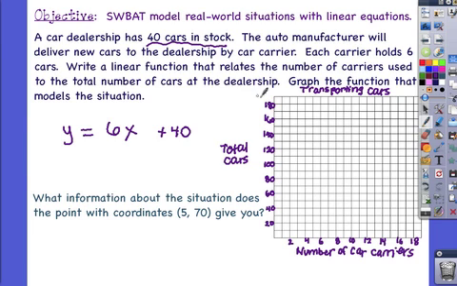So our y-intercept is 40, which means when x is 0, we have a total of 40 cars. So 0 car carriers, we start with 40 cars. When we have 1 car carrier, that brings 6 more. So 40 plus our 6 times 1, which is 6, gives us 46. 2 car carriers would be 6 times 2, or 12 cars, in addition to the 40 cars that are already there, which would give us 52 total.